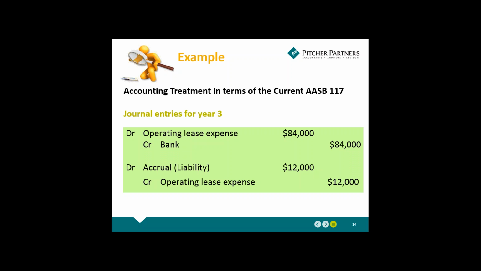And then in year three, we have our normal cash flow, credit bank the 84, debit our operating lease expense 84. However, we know the expense should only be 72, the even expense. Therefore, we credit the operating lease expense with 12,000 to get back to the 72. And we now debit that accrual or that liability that we created at the end of year one. So at the end of the lease term, we no longer have a liability. So that's the accounting treatment currently, AASB 117 for operating leases.